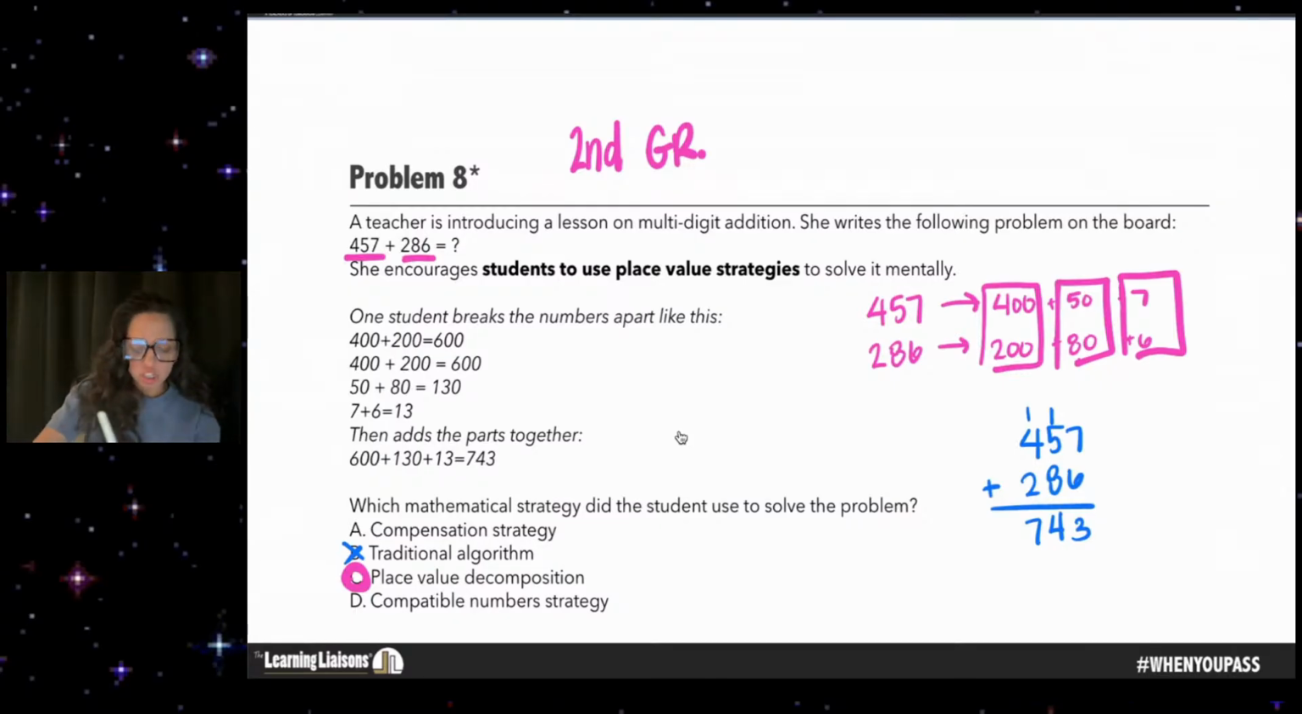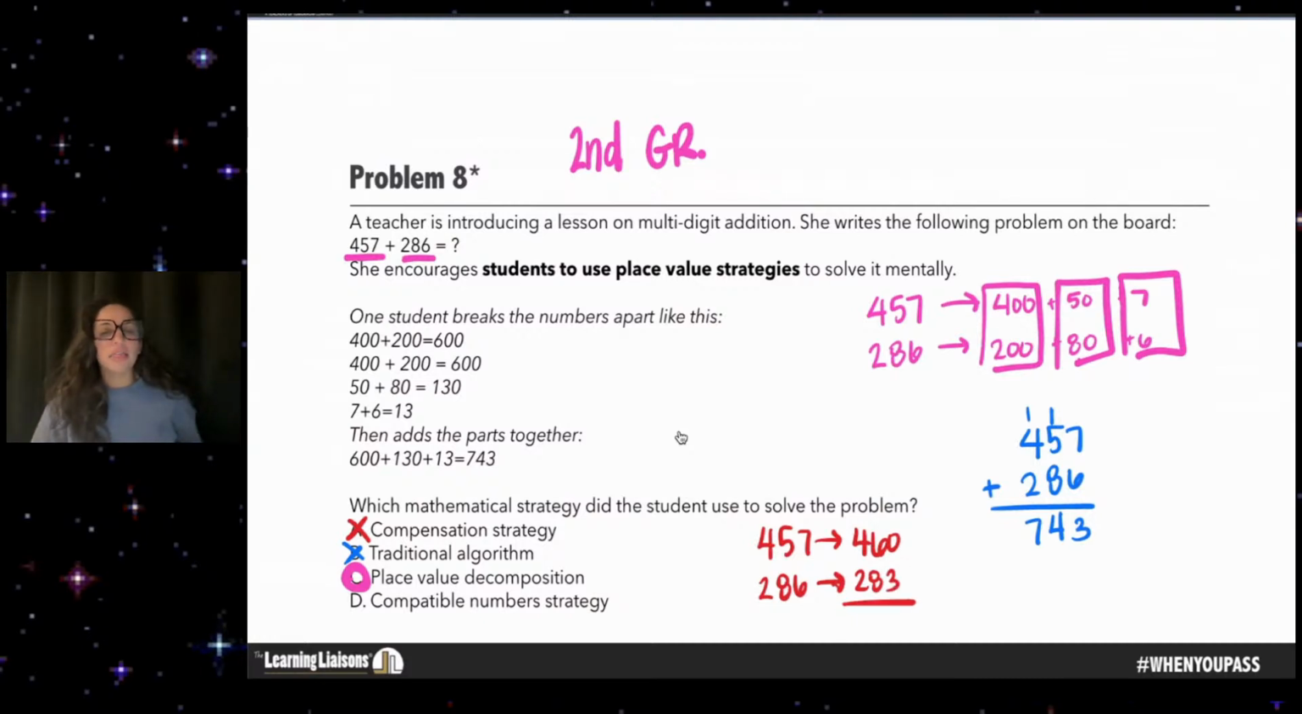And compensation would be something like 457 is close to 460. And so then 286 would go down because I added 3 extras to 283, and then I could add those together. That's really not an efficient way of using compensation, but that is compensation. You're compensating one number with another number to make it a little bit easier to solve mentally. And compatible numbers, it's not compatible numbers either. And so we are definitely looking at place value decomposition.